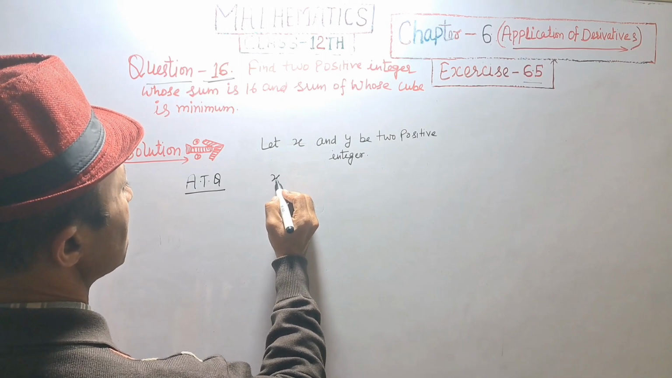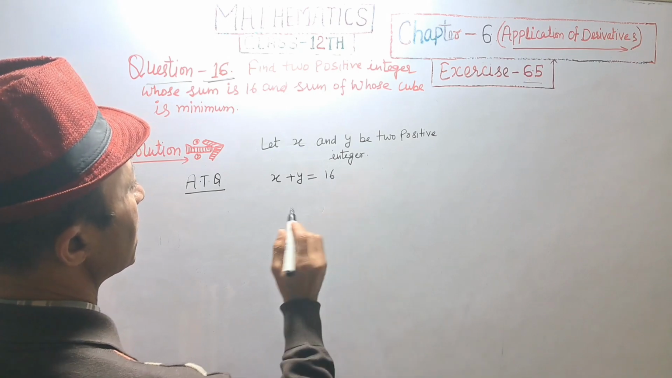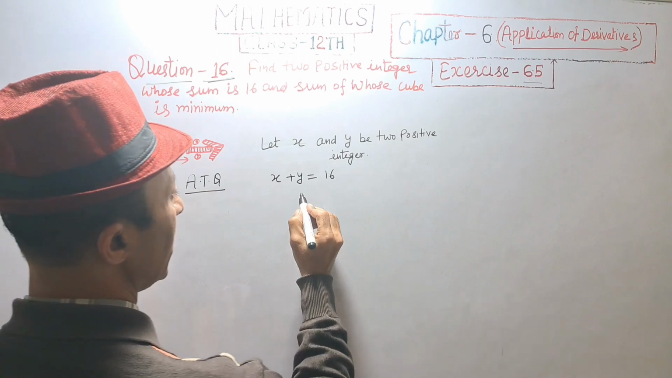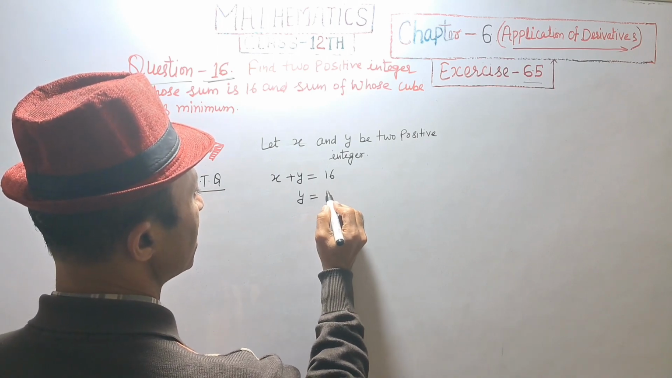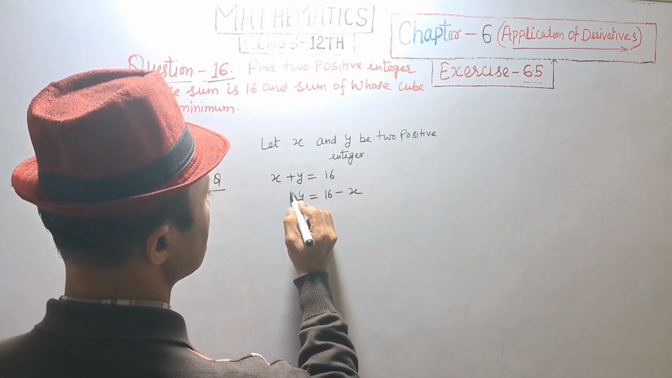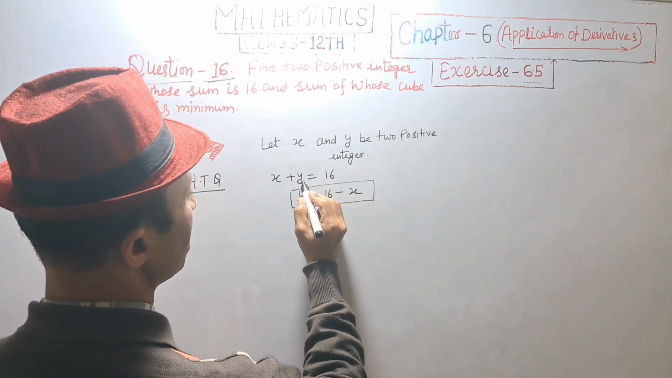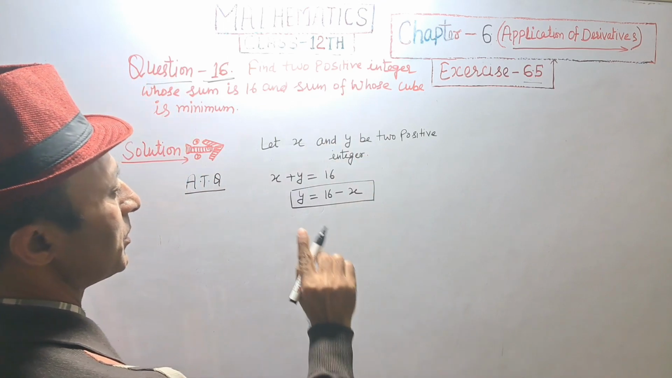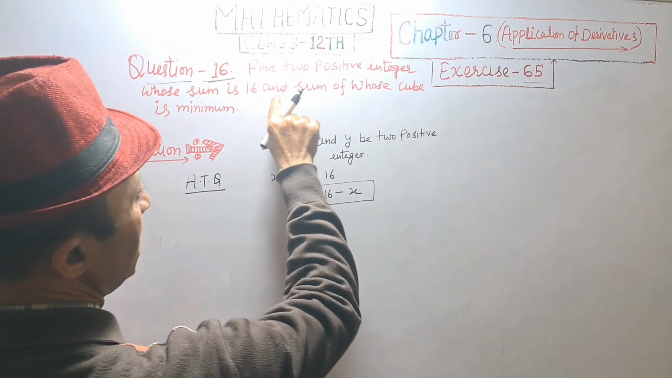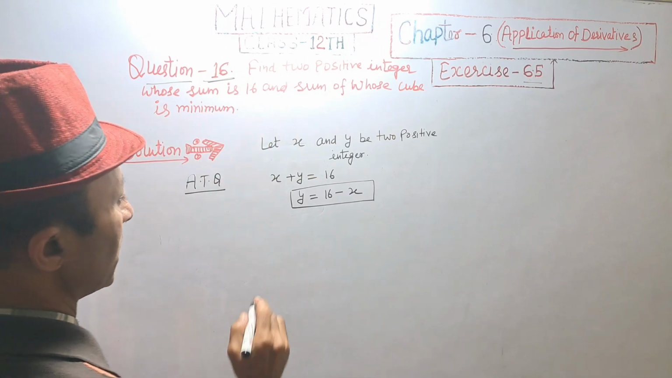whose sum is x plus y is equal to 16, and y is equal to 16 minus x. Value of y is equal to 16 minus x, and sum of whose cube is minimum.